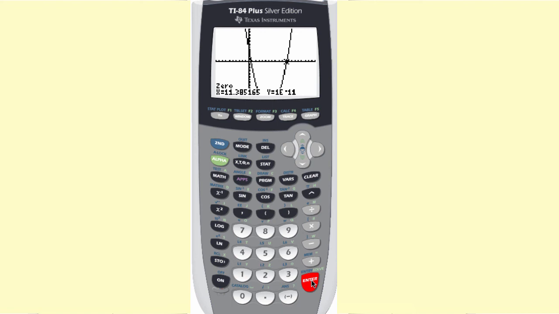So once again, you're only using the x value of the x-intercept. So my two solutions for this equation are x equals 0.61 and 11.39. And that's the big picture for this lesson.